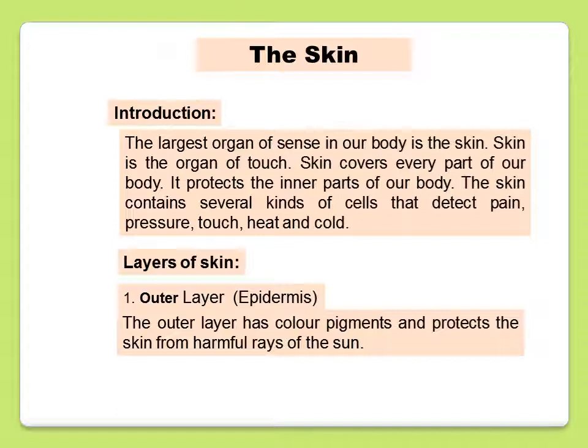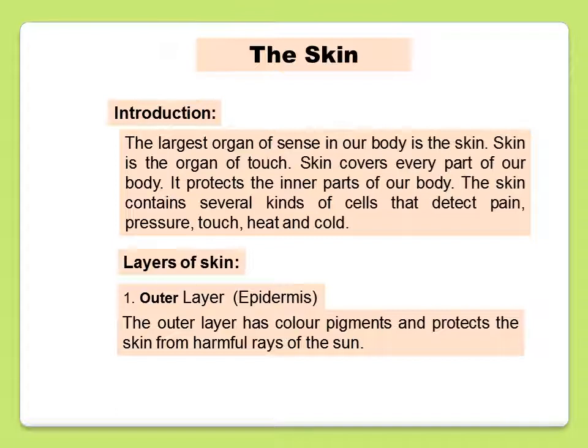You know, the skin is the largest organ in our body. It is the organ of touch. The skin covers every part of our body and it protects the inner parts of the body as well. Skin contains several kinds of cells that can detect pain, pressure, touch, heat and cold. For the sake of simplicity, we have divided the structure of skin into two layers.